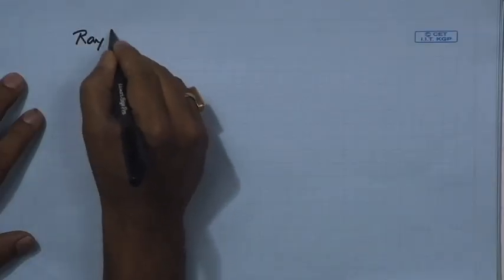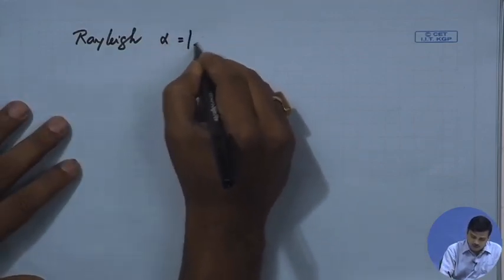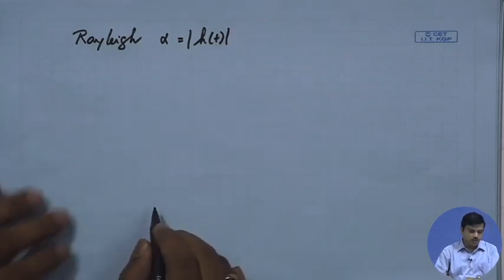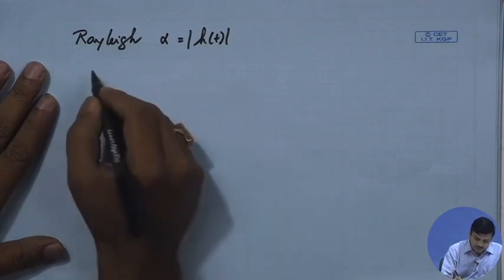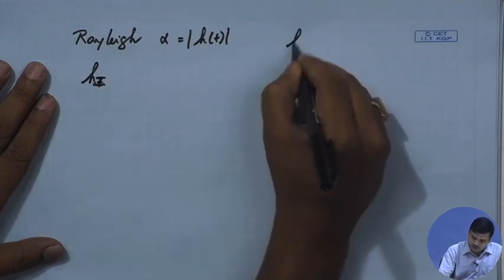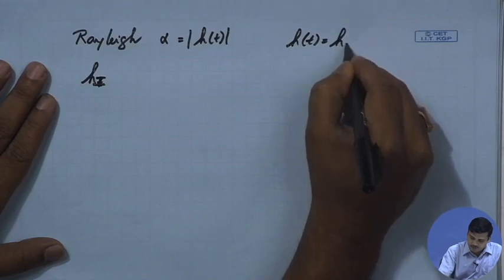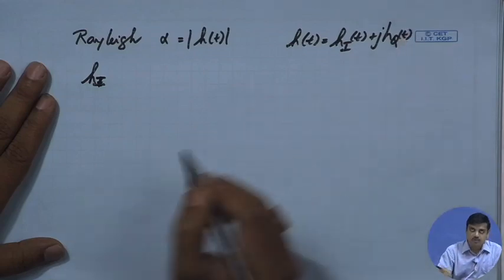Now, before we proceed with the discussion on correlation of the received signal, I'd like to remind you of a few things. When we considered the Rayleigh distribution for the envelope, that is alpha, which is equal to mod of h of t, we assumed flat fading, and we said that h of t is made up of h I of t plus j h Q of t.